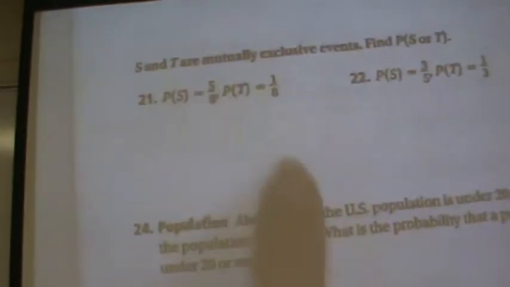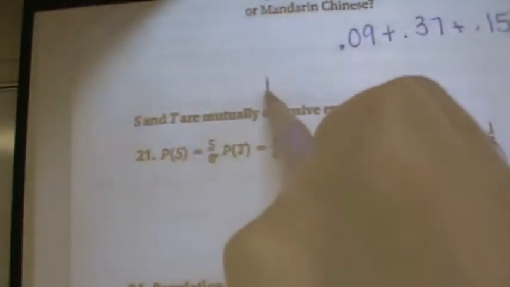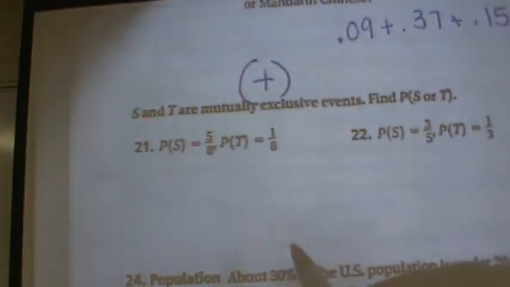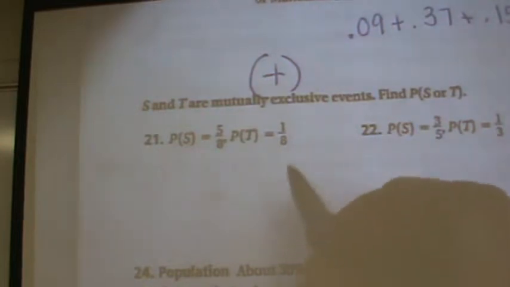So now the next 4 problems, they tell you they're mutually exclusive. When they're mutually exclusive, you add them. If they're independent, you multiply them. I want you to get this, we're gonna work on this another day tomorrow.